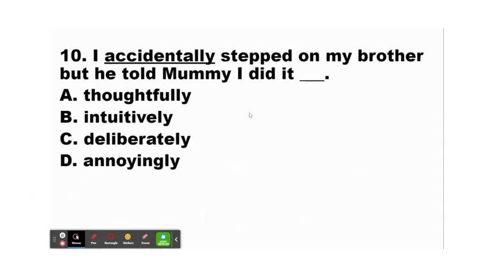Number 10, I accidentally stepped on my brother, but he told mommy I did it dash. A, thoughtfully, B, intuitively, C, deliberately, D, annoyingly. If something is not done accidentally, it is done deliberately. So C is correct. I accidentally stepped on my brother, but he told mommy I did it deliberately.